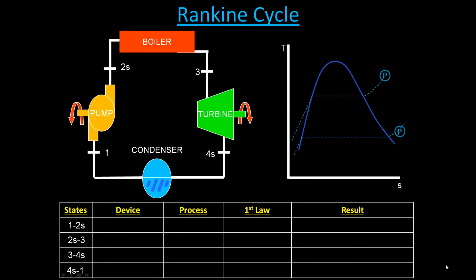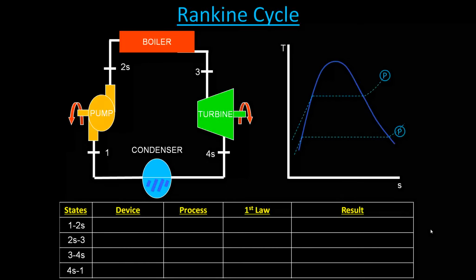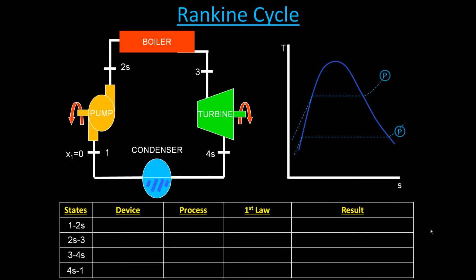So let's look at how a Rankine cycle will work. We have a diagram of the Rankine cycle on the left. We have the vapor dome on the right, and underneath we have a table we're going to fill in with some of the equations for the processes for the Rankine cycle. So like we said before, at state 1, the quality is going to be 0. And we can see here on the vapor dome, we're on the saturated liquid line at this low pressure setting.